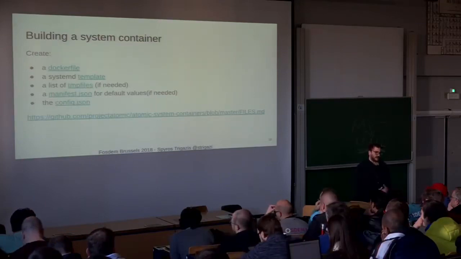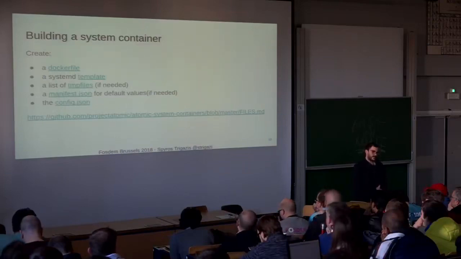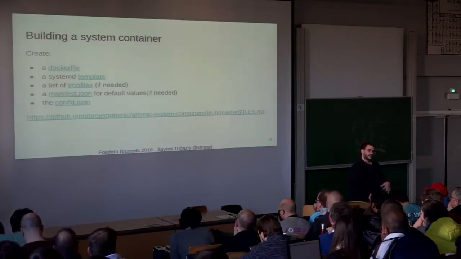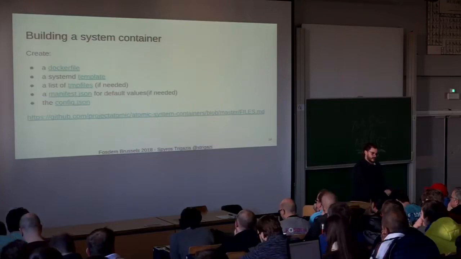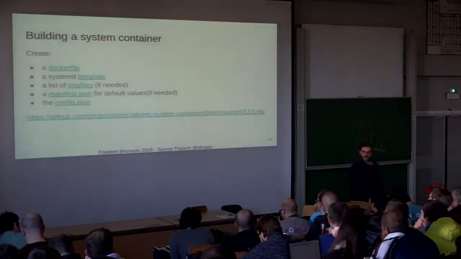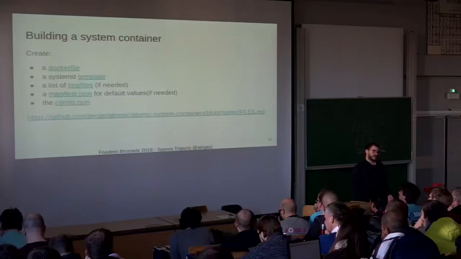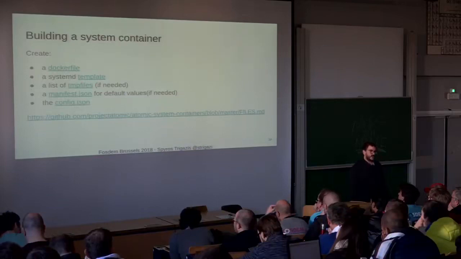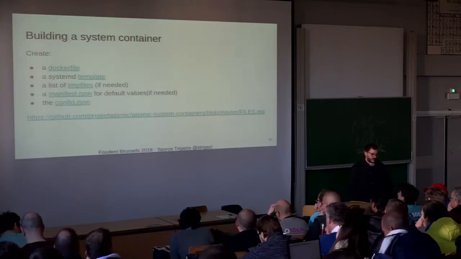So we have a Dockerfile, and then we use Docker to build the image, and then we have a systemd template which will be added to the Docker image, and then extracted by the atomic utility and deployed on the node. So then systemd knows how to manage that container with runC. We have a list of tmpfiles, which are files that the container may use for some bind mounts and assumes they exist on the host, but maybe they don't. And then the manifest, which has default values for the application that runs in the container, and the config, which is the standard from the OCI specification. You can have a look at all these files in the link that I put below.